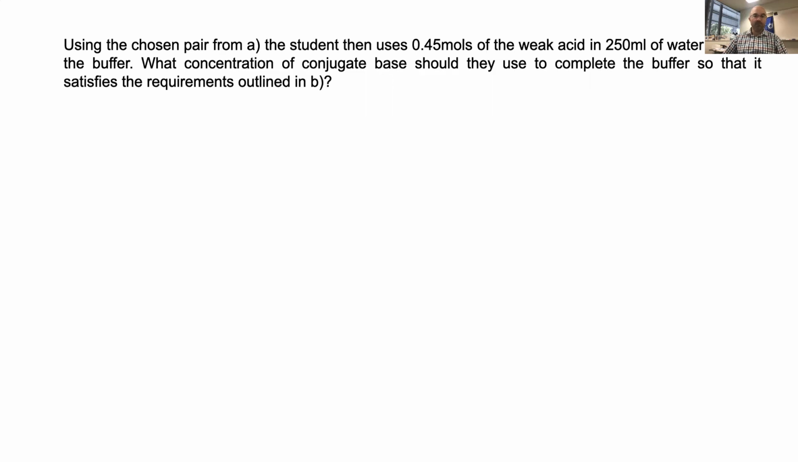So to do this, firstly, we need to convert this number of moles in this volume into a concentration. And so the concentration of our weak acid, of our acetic acid in this case, will be the number of moles, which is 0.45, divided by your volume, which is 0.25, which equals 1.8 moles per liter, or big M.